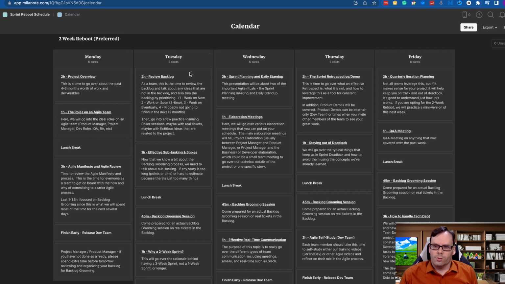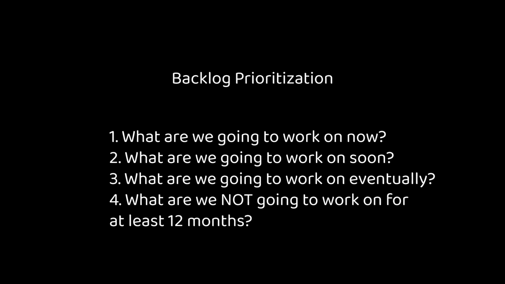On the next day, we go into backlog grooming really in depth, and we figure out, first of all, how to trim the backlog by prioritizing. We need to determine what are we going to work on now, what are we going to work on soon, which is in the next 3 to 6 months, and what are we probably going to work on eventually, which is more than 6 months out, and then what are some of the items that we're not going to work on for sure within the next 12 months.